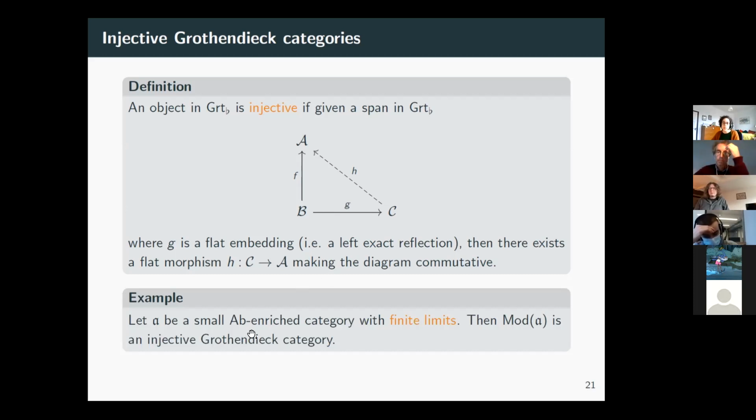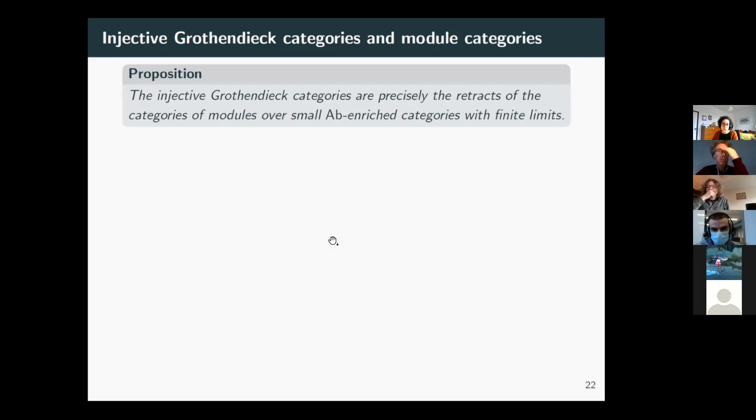And a first example that one can prove of injective Grothendieck categories is the pre-shift categories again. They are injective, but when your A has finite limits, not for general A, but when A has finite limits, then the pre-shift category is an injective Grothendieck category. In particular, one can prove that all injective Grothendieck categories are precisely the retracts of the categories of modules over small categories with finite limits.